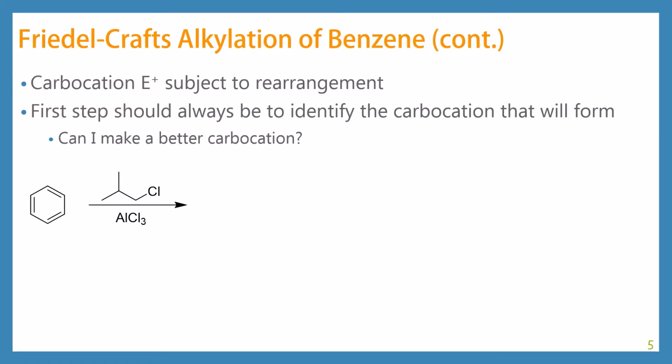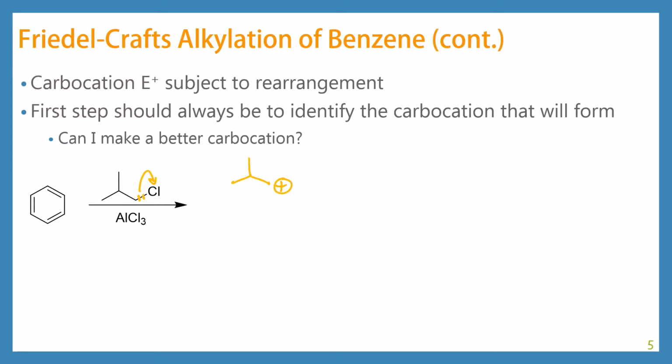We have benzene and 1-chloro-2-methylpropane and aluminum chloride. And we don't have to draw out that interaction between chlorine and aluminum in order to know that what's going to happen is the chlorine atom is going to leave and our carbocation is going to be this. And it's primary.